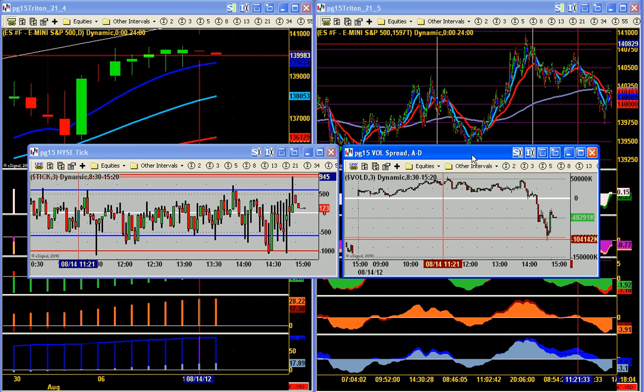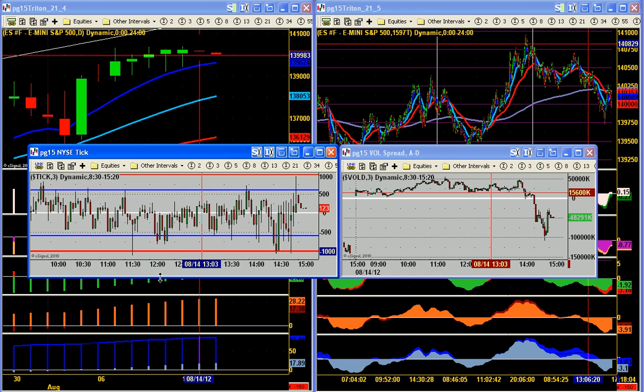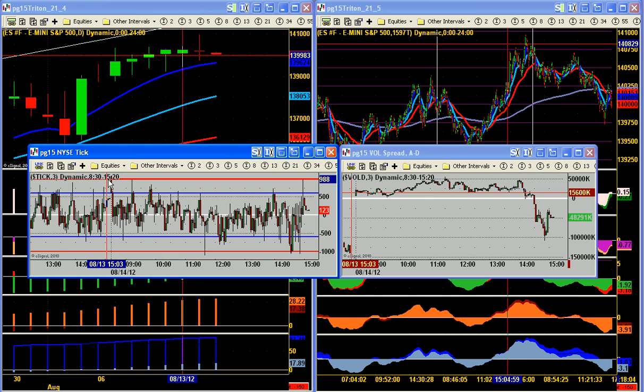Let's take a look at what happened with the vol spread. At the beginning of the day, where are we? 1, 2, 3. Okay, we hit a plus 1,000 tick reading. So we actually had 3 or 4 or 5. We had 1 plus 1,000 and 4 minus 1,000. So it was a little more active today. Actually, the New York Stock Exchange total volume was about 540 million, which is about 80 million more than yesterday. So things are picking up.